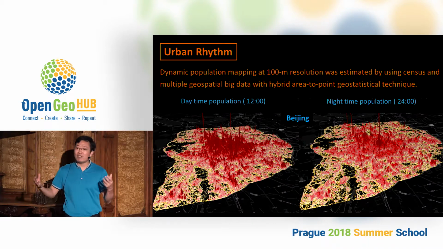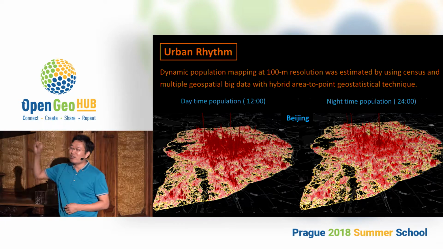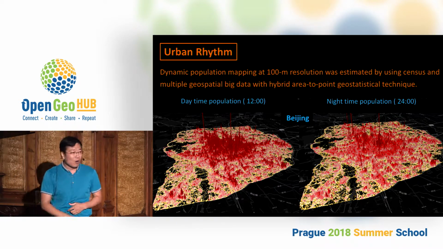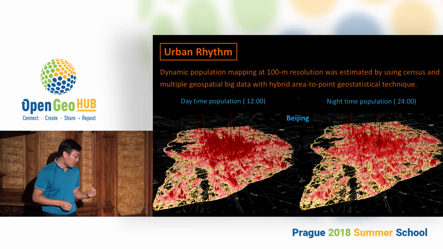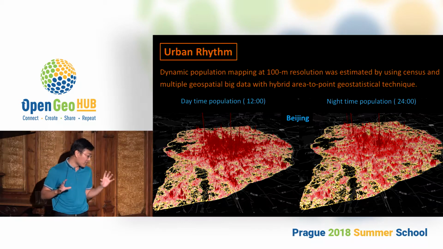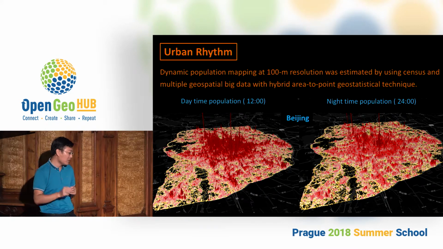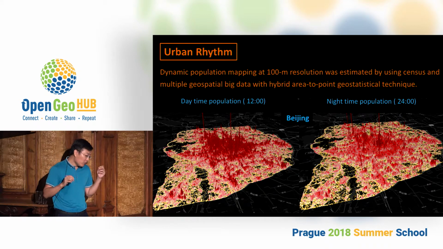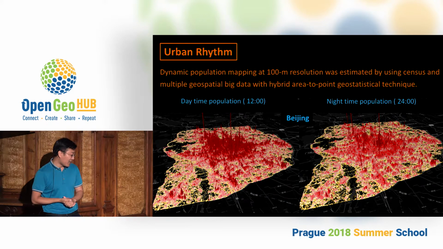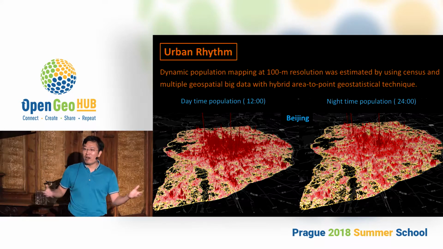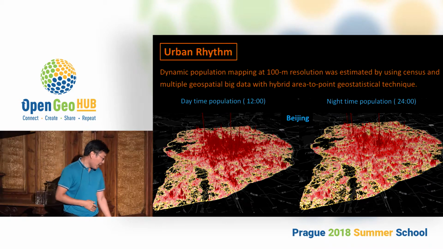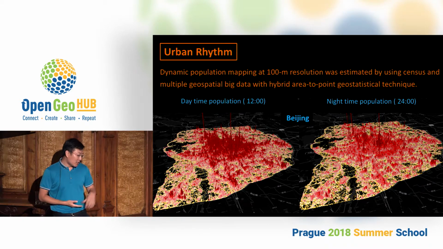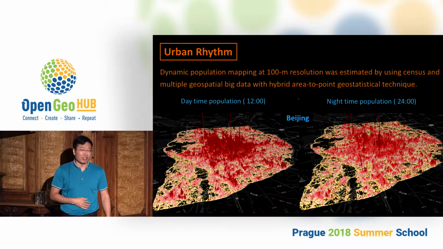We also can map this kind of human dynamic at the grid level. For example, the dynamic population mapping at 100 meters resolution was estimated by using this kind of sensor data and multiple unique spatial temporal big data with hybrid area-to-point geostatistics models. Here is the daily life, the daytime and nighttime of Beijing's population distribution.